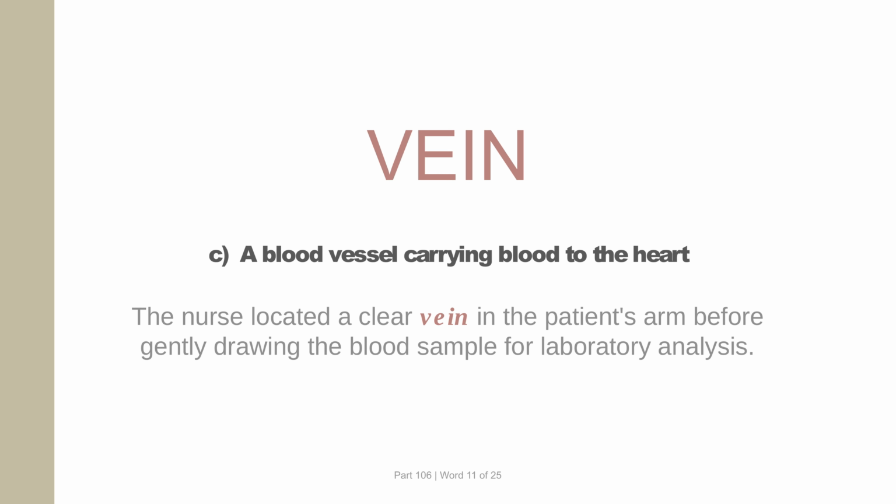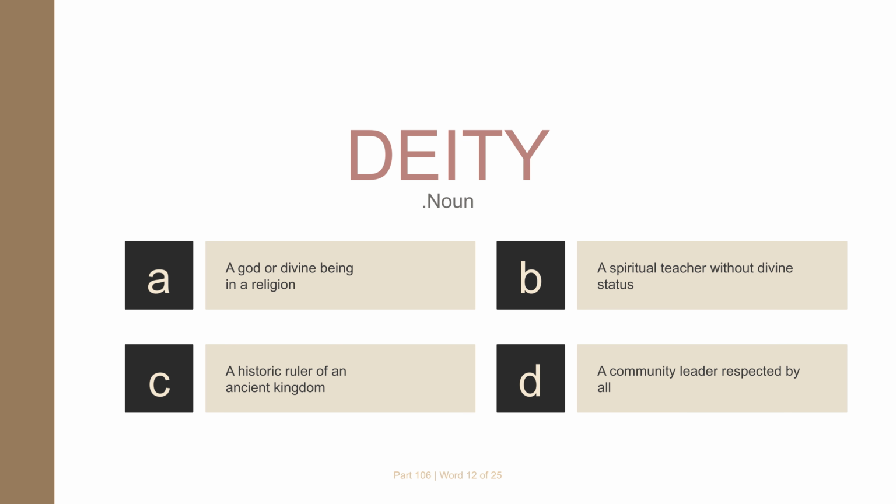Example: the nurse located a clear vein in the patient's arm before gently drawing the blood sample for laboratory analysis. Question 12. What is the meaning of deity? Option A, a god or divine being in a religion. Option B, a spiritual teacher without divine status.